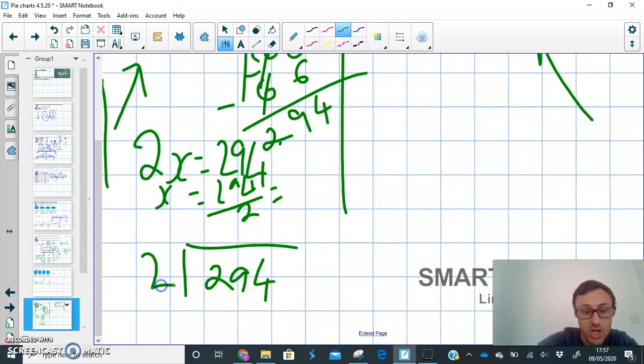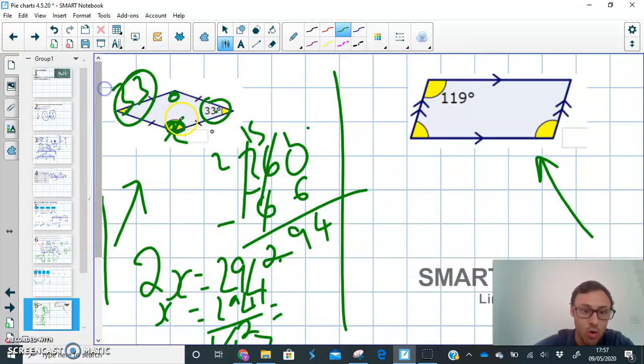Okay, and I can do a quick bus stop for that to see what I get. 294 divided by 2. I know it's going to be less than 150. How many 2's in 2? 1. How many 2's in 9? 4 with 1, so it's 147 degrees for those. So I put 147 in there.